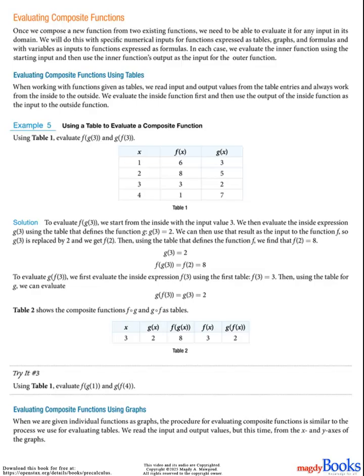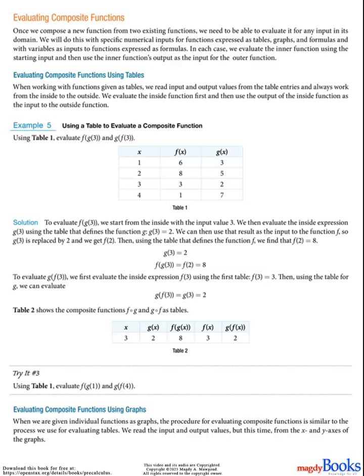Using Table 1, evaluate f of g of 3 and g of f of 3. Table 1. For x equals 1, f of x is 6, and g of x is 3. For x equals 2, f of x is 8, and g of x is 5. For x equals 3, f of x is 3, and g of x is 2. For x equals 4, f of x is 1, and g of x is 7.